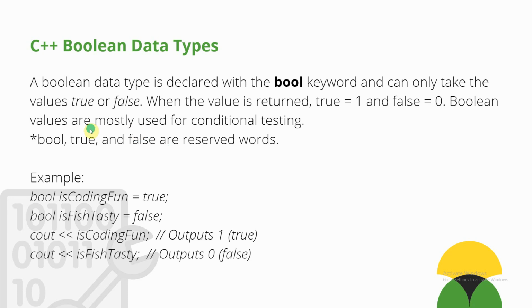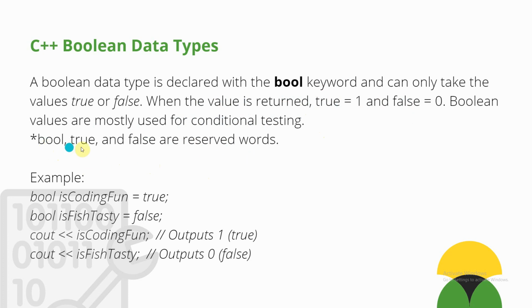So Boolean values are mostly used for conditional testing, which in actual coding will involve if-else and other statements, if you want to check whether something is true or false depending on the value and condition given.